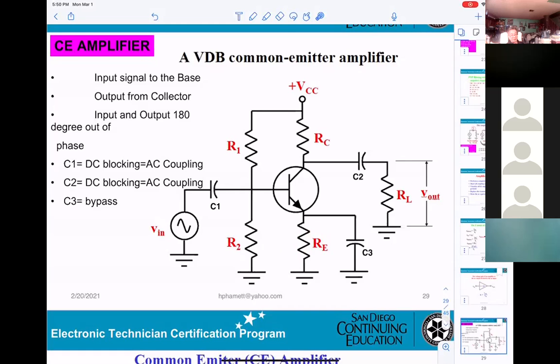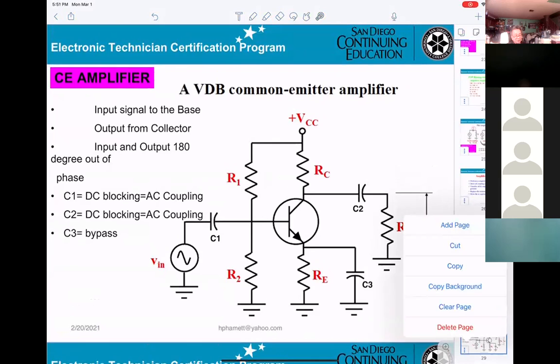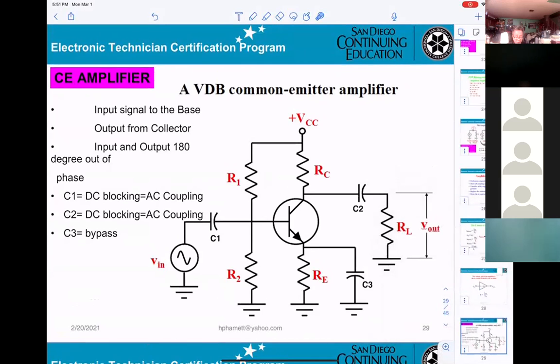Now, what is the difference between bypass or not bypass? If you don't have this capacitor, then the AC current will go to RE. If you have this capacitor, the current will go to C3, not to RE. So what is the difference between bypass and not bypass? Who knows? More gain. Perfect. If you have a bypass, the gain will be higher. Without the bypass here, the gain will be lower.